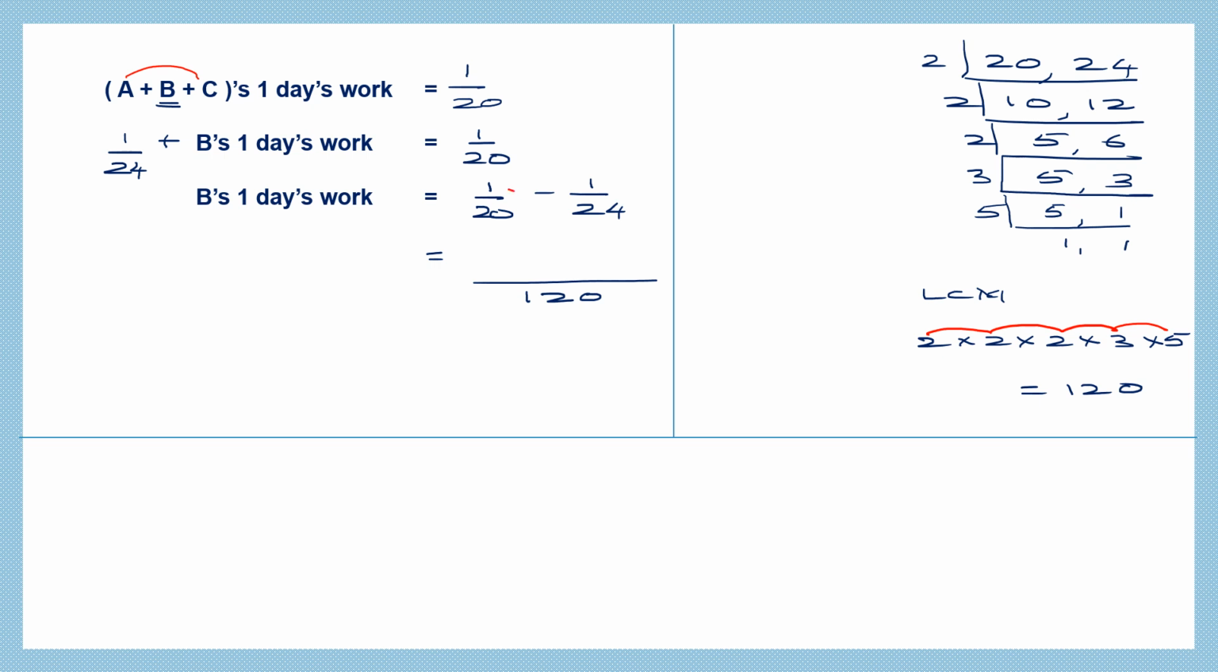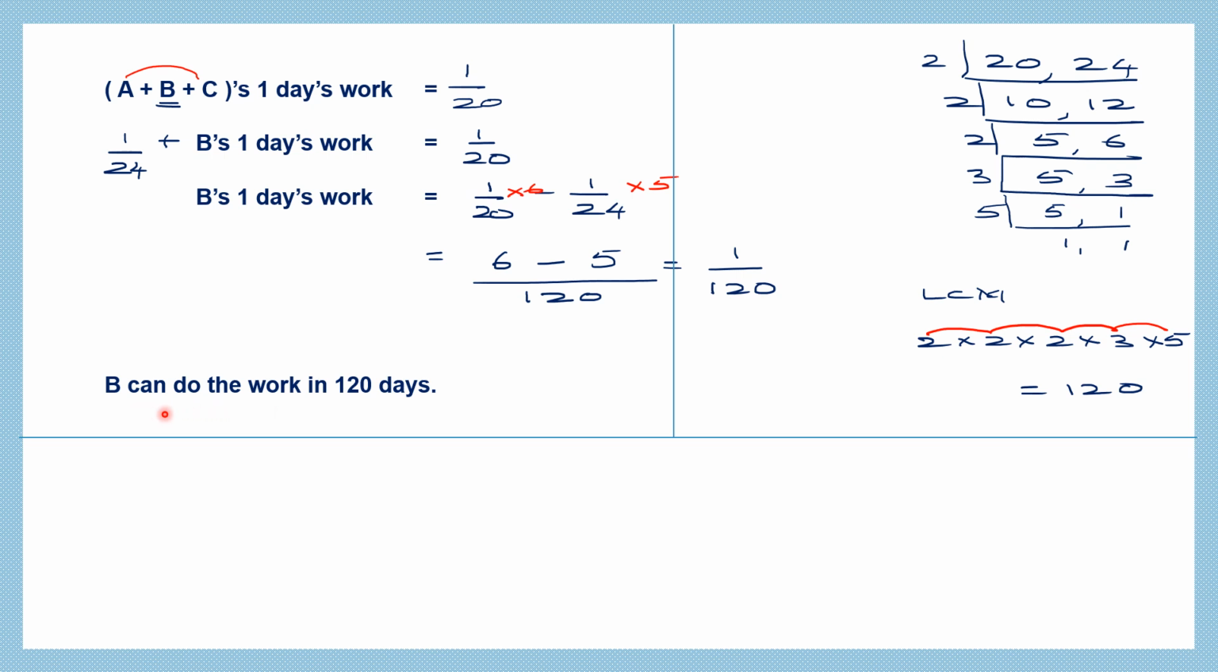Now 20 into 6, so 1 into 6 is 6 minus 24 into 5. So 1 into 5 is 5. So 6 minus 5 is 1, 1 by 120, and this is B's one day's work. That means to find the time that B took, we just have to write the reciprocal of this. That means B can do the work in 120 days. So we have found the work that B can do.